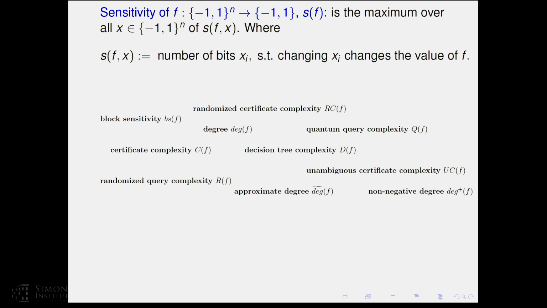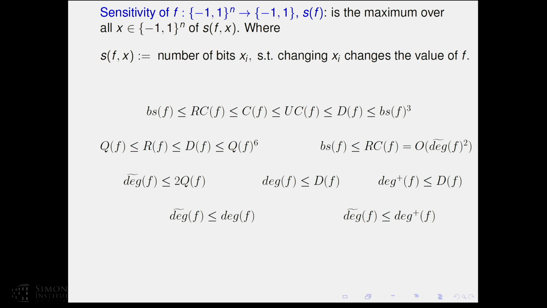The relations between all these measures have been studied extensively over the past few decades, and we understand really well how these things are related to each other, as you can see here. Some of these inequalities just follow from the definitions, for example, quantum is more powerful than randomness, which is more powerful than deterministic. And there are some non-trivial inequalities. For example, decision tree complexity is bounded by block sensitivity cubed, etc.